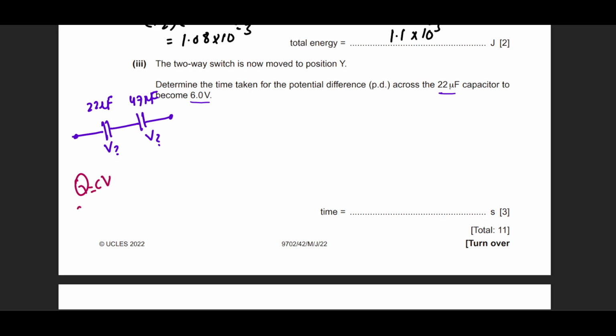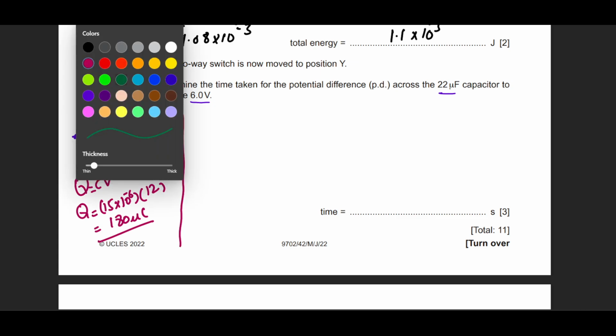So Q equals CV to find the total charge. That would have been Q equals capacitance, which is 15 microfarad, that is 15 times 10 to the power minus 6, and voltage is 12. This total charge comes out as 15 E minus 6 into 12. The total charge they held was 180 microcoulombs. Now both of them have equal charges because they are in series.